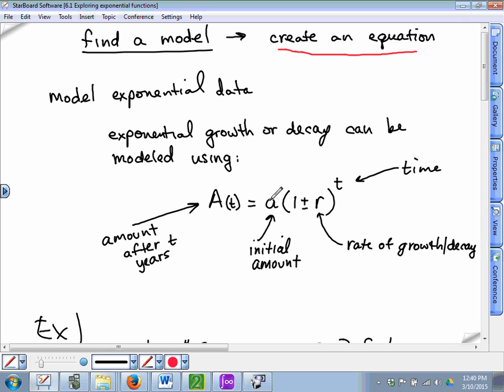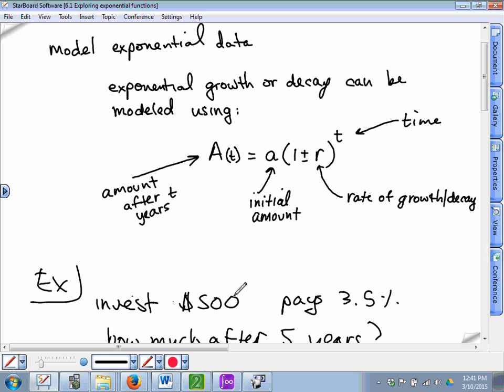Now let's go through it. What's A in this situation? 500. The little a right here. That's 500, right? The big A is the amount after so many years, but the little a is 500. What's your R? 0.05, because it's your rate. Now, are you going to do 1 plus 0.05 or 1 minus 0.05? Plus, because shouldn't your money be growing over time? So you're going to do 1 plus 0.05. And what's your value of T? 10.